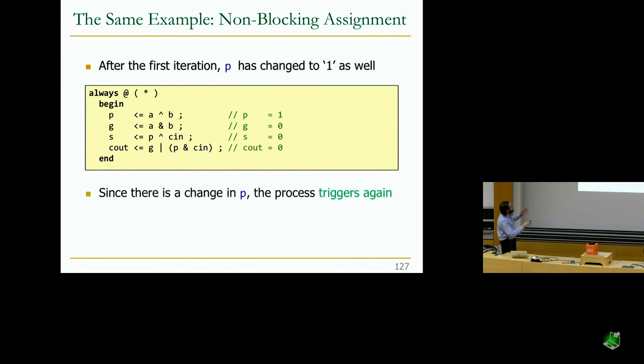Okay, so let's say after the first iteration, P changes to 1. The fact that P changes triggers the process again, because the sensitivity list essentially is everything, right? So the process triggers again. This time S is calculated with P equals 1, and this is what you get at the end. So over time, you get different outputs depending on what the assignments look like.